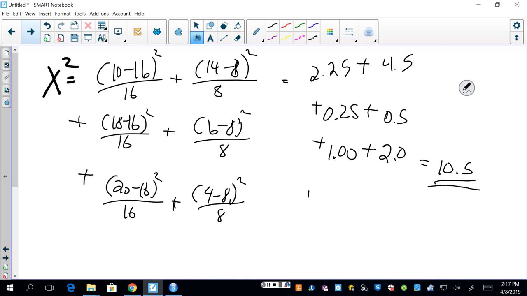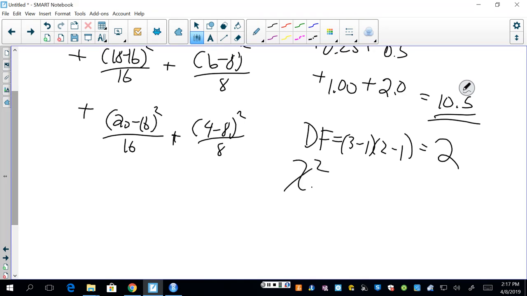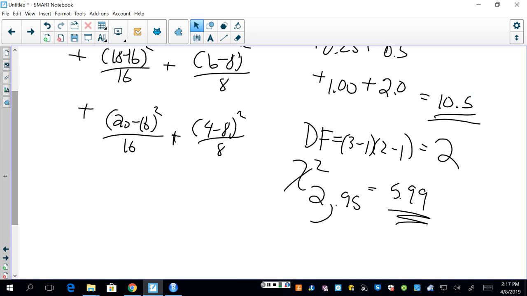We would use degrees of freedom: 3 minus 1 times 2 minus 1 gives 2. And just like the last problem, for the chi-square with 2 degrees of freedom, the 95% cutoff was 5.99. So we're beyond that. There's a statistically significant association. Even doing a few of these by hand doesn't take too much, but it does take some care to keep track of which row and column you're dealing with.